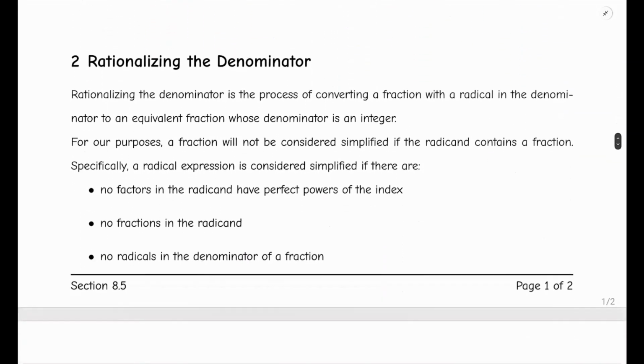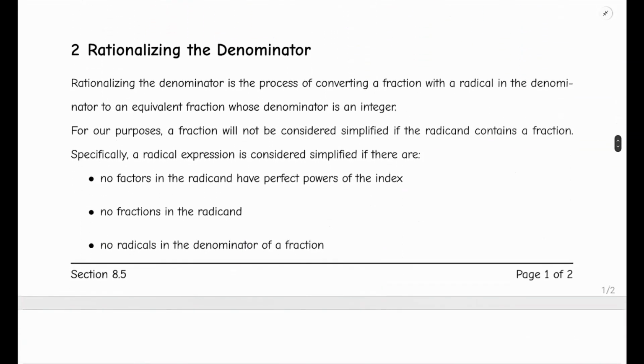Part 2, rationalizing the denominator. Rationalizing the denominator is the process of converting a fraction with a radical in the denominator to an equivalent fraction whose denominator is an integer. For our purposes, a fraction will not be considered simplified if the radicand contains a fraction. Specifically, a radical expression is considered simplified if no factors in the radicand have perfect powers of the index, there are no fractions in the radicand, and no radicals in the denominator of a fraction.